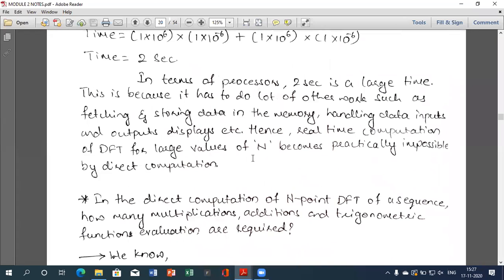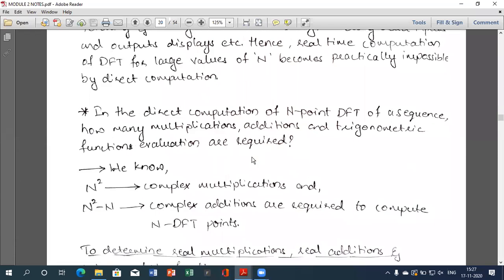So now, what is the need for efficient computation? That we will discuss now. First, we will see how many multiplications are required for the remaining process. That we are going to understand first, and then we'll switch to the need for the efficient computation of DFT.